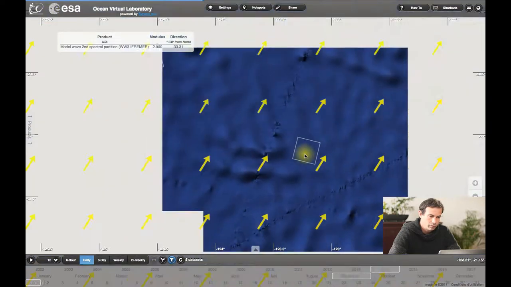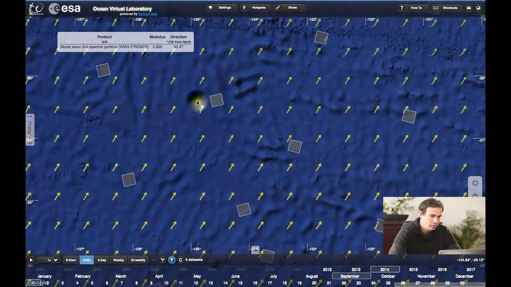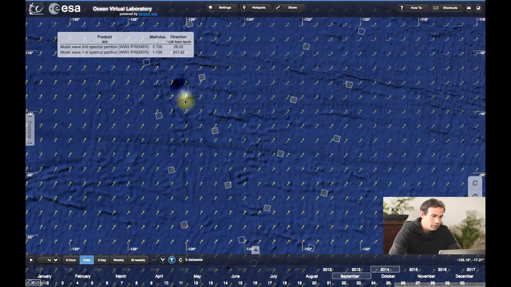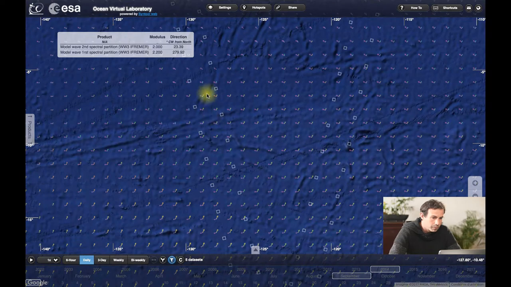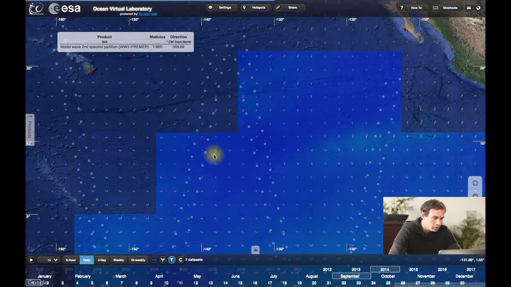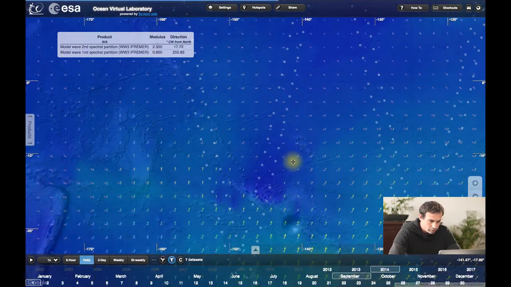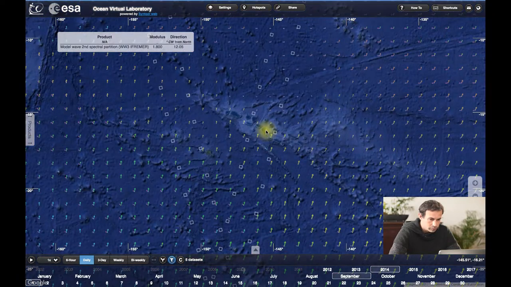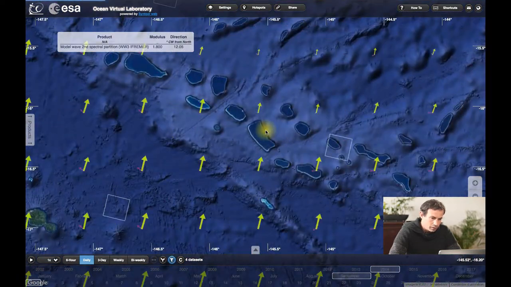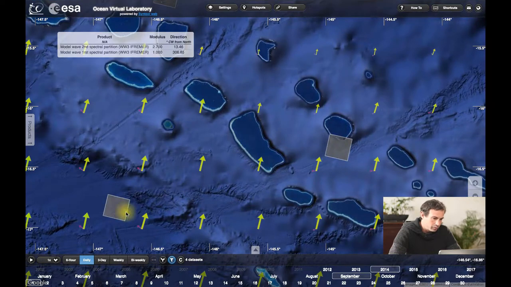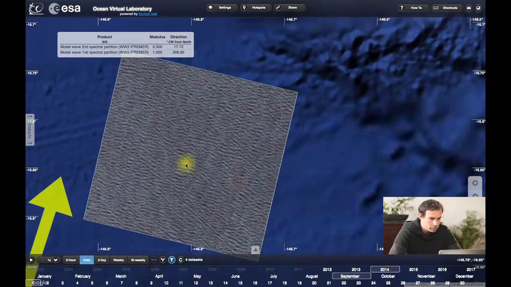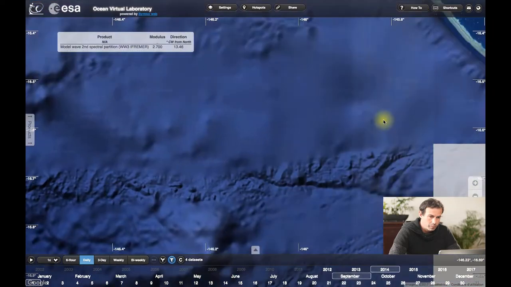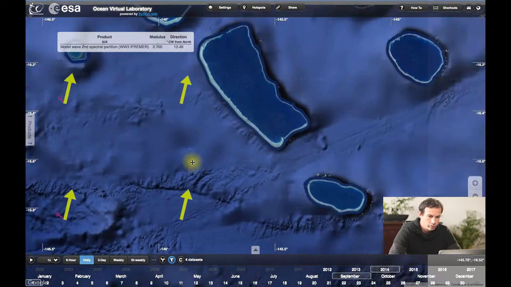And if we go even further along the orbit, we then start to reach some islands in the middle of the Pacific. So these are the French Polynesian Islands. And we have a quite different wave pattern before we reach the islands, where this is more typical of a single wave pattern.